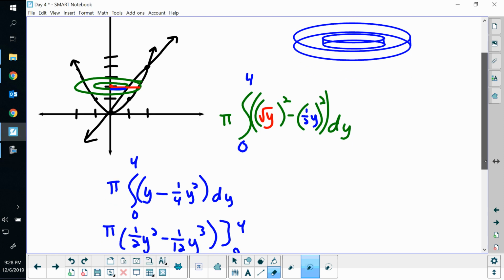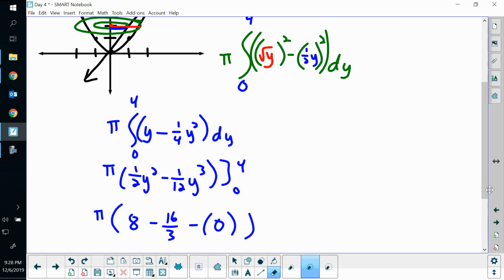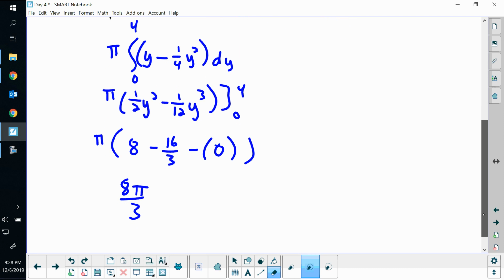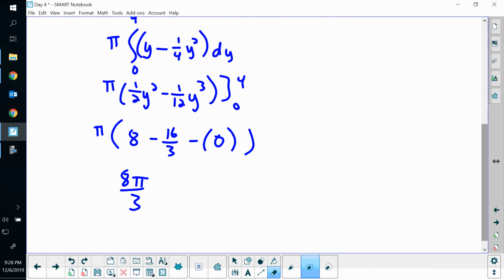All right, so when we square them, we should get y minus 1/4 y squared. Do the antiderivative. Evaluate at 4, and you get 8 minus 16 thirds. Evaluate at 0, you get 0 for each. Common denominator, bring it together, you get 8 pi over 3.